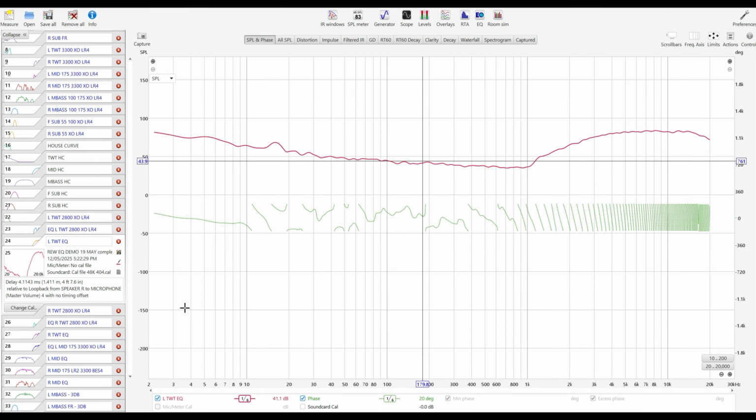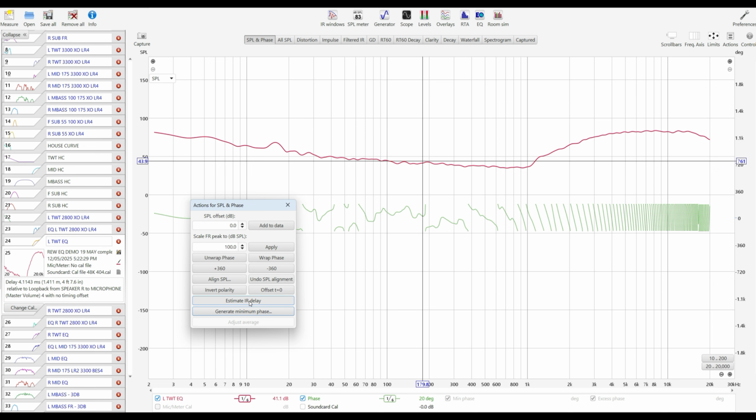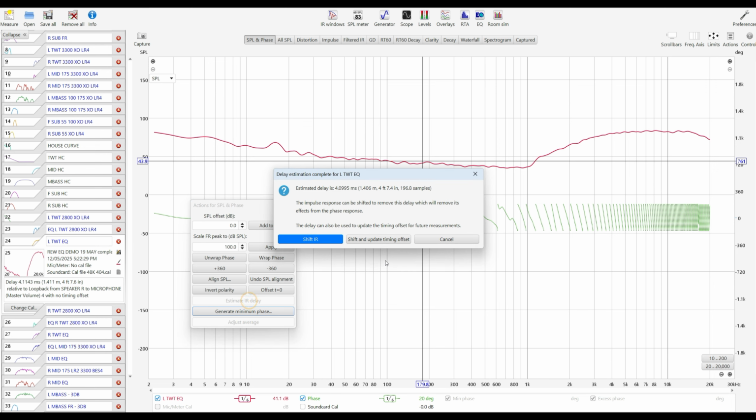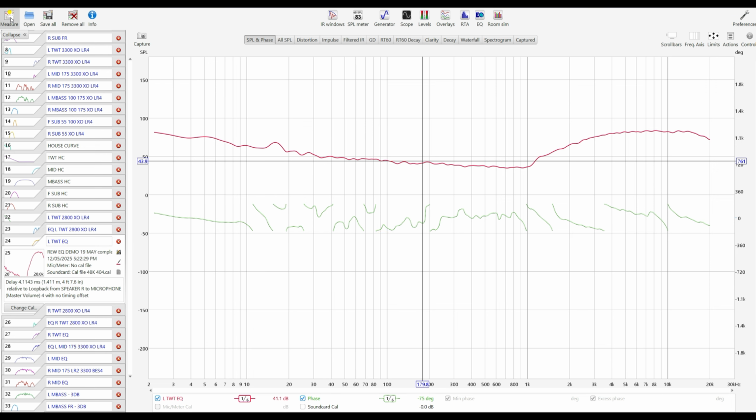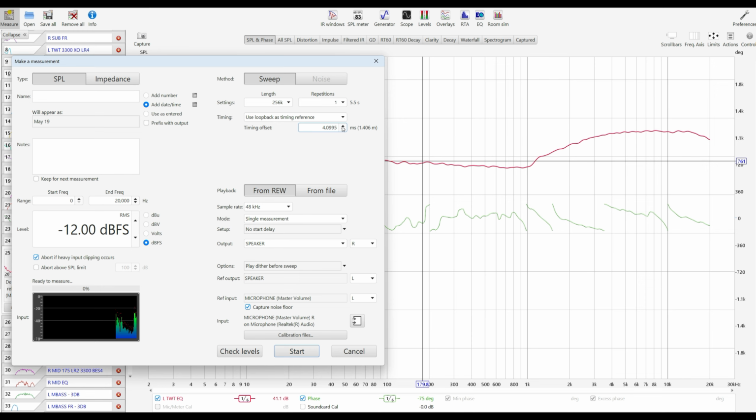So the way we normally do this is we would take a measurement, or sweep measurement of the speaker, and then we would go into your SPL and phase, select the speaker measurement, in this case the left tweeter, go to actions, and then hit this button called estimate IR delay. So I'll do that now, and up pops a window that says, we estimate the delay to be 4.1 milliseconds, and so on. Do you just want to shift it, or do you want to shift and update the timing offset? And I'm going to click this because when I go back into the sweep measurement tool, this usually has 0 in it, like it's got no numbers in it at all.